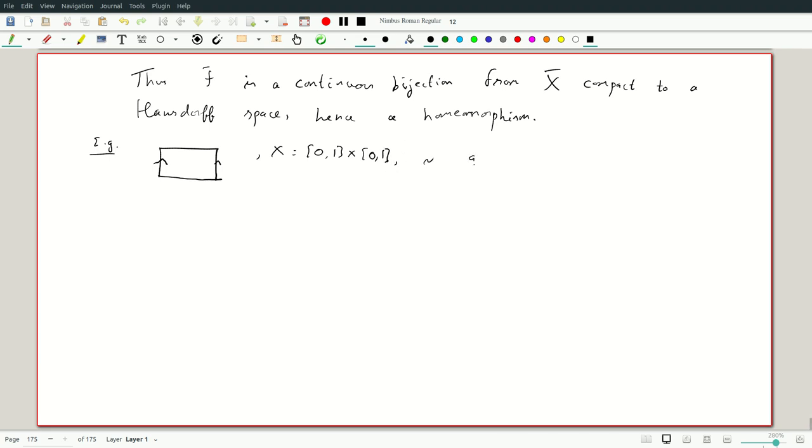And tilde generated by (0, y) is equivalent to (1, y) for all y in [0, 1]. Okay, then you can see if you glue these together, that's what quotient means, you get a cylinder. Then X by tilde is S^1 cross [0, 1], the cylinder.